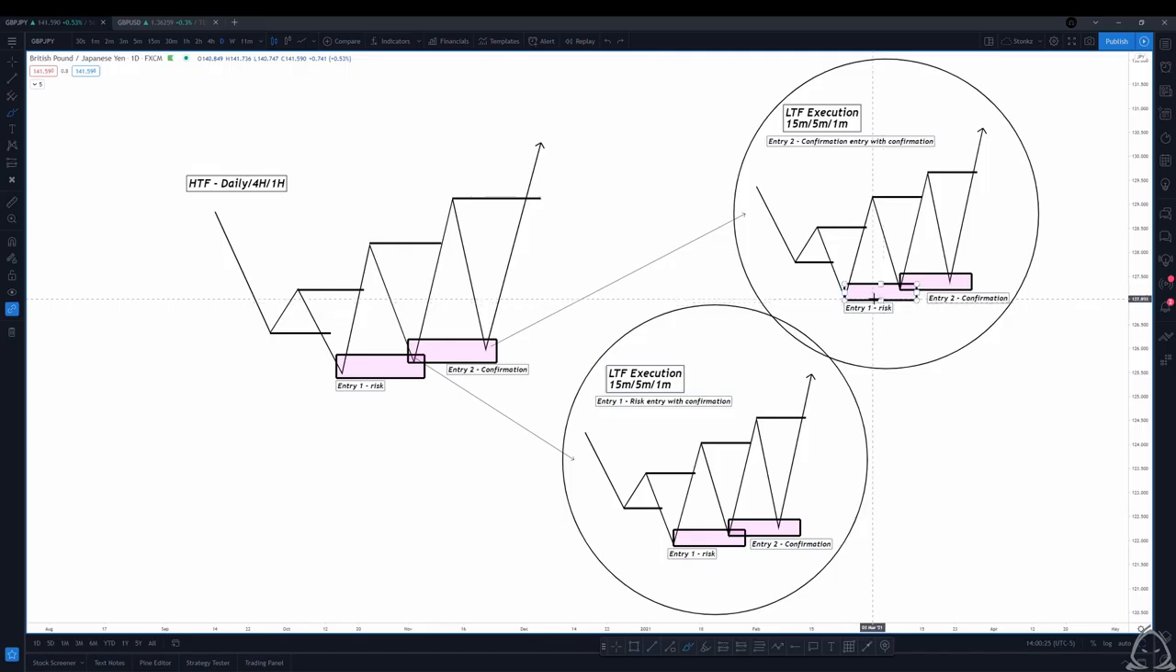And in this case, we have entry one, which would be the risk entry of the confirmation, which would be that first break of structure and into the first point of interest. Or we have the second, which would be a confirmation entry within a confirmation entry where we're seeing that succession of higher highs and higher lows being created. And we take our entry on that second point of interest to take the trade long.